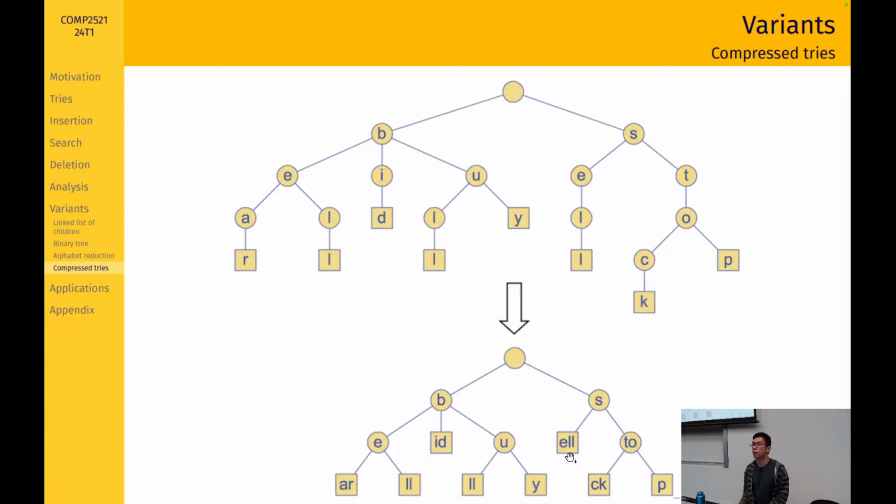Yeah? In the merged version, how do we know which character is the finishing one? So it's always going to be the last character. If your node has multiple characters, the last character is your finishing character.